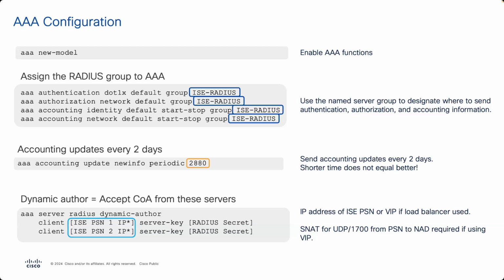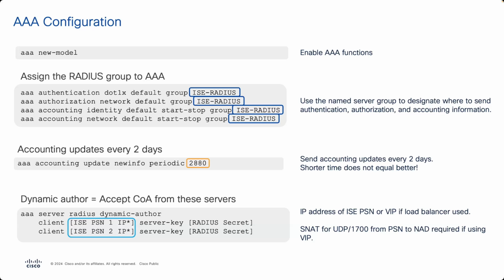Check your dynamic author setting to make sure that it is accepting from either the PSN or the VIP. Now with the VIP, this is the one time where SNAT going from the policy node to the NAD is acceptable. Because if you look at our configuration examples, Cisco provides great configuration examples for F5 load balancers as well as Citrix NetScaler load balancers. You will see that SNAT or RNAT for Citrix is not supported going from the network device to ISE because ISE needs to receive the IP address of the network device.